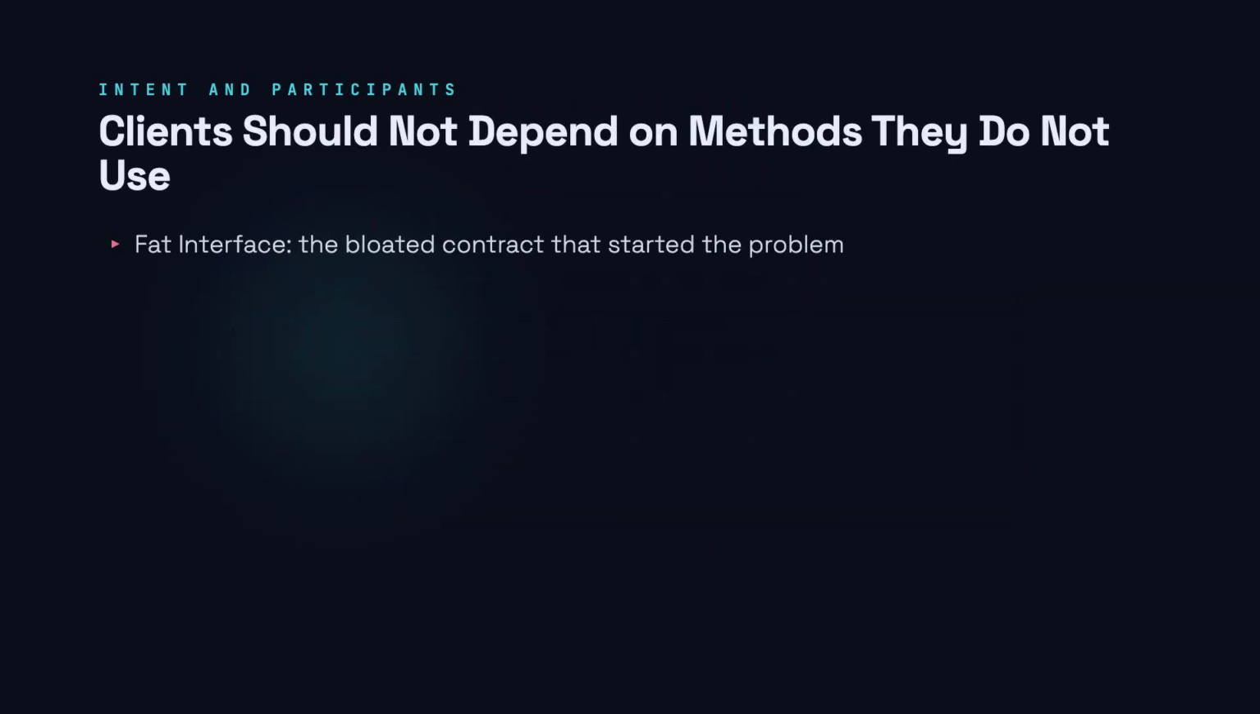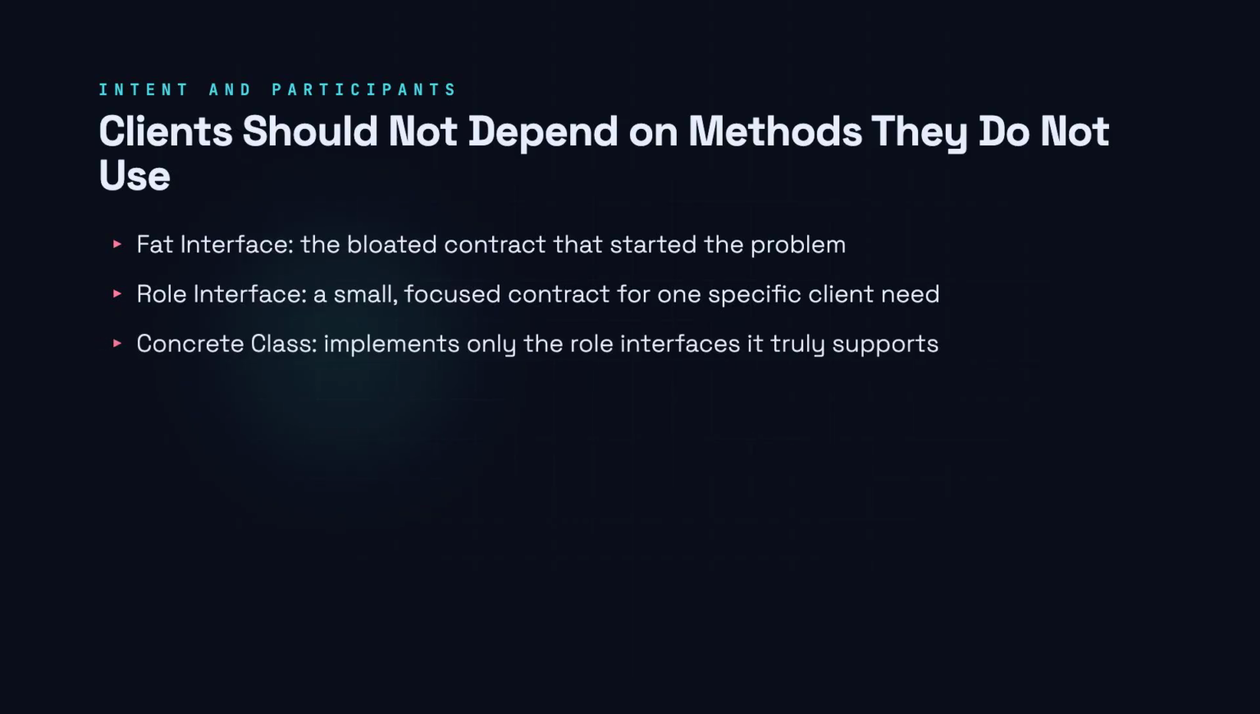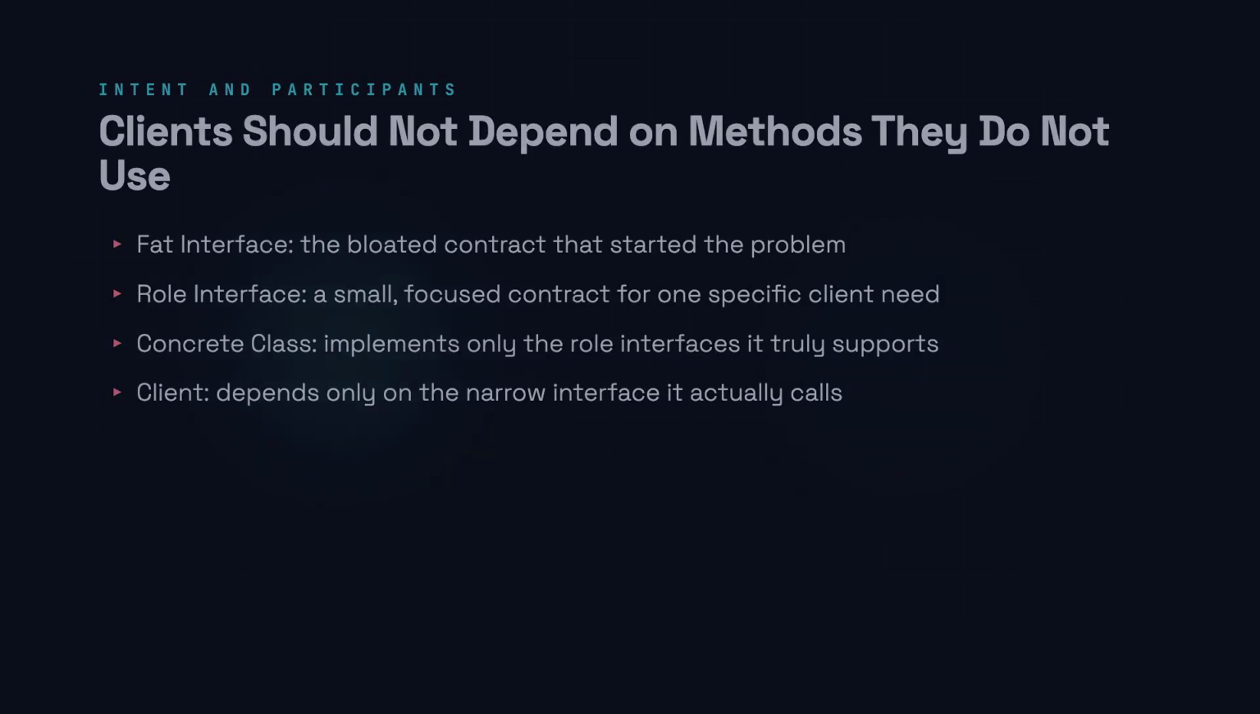The Interface Segregation Principle states that no client should be forced to depend on methods it does not use. The fix is to break one large interface, sometimes called a fat interface, into multiple small role interfaces, each capturing a single capability. A concrete class then implements only the role interfaces that make sense for it. A client depends only on the role interface it cares about, so unrelated changes elsewhere simply cannot reach it.